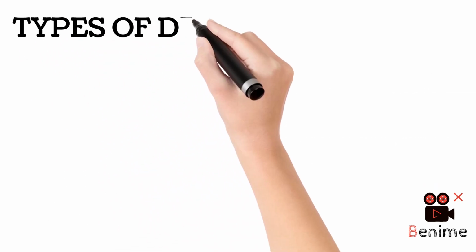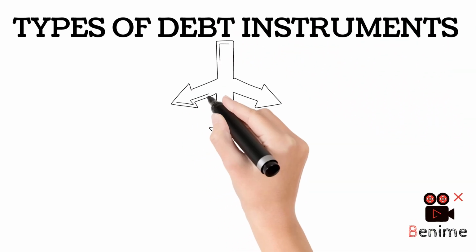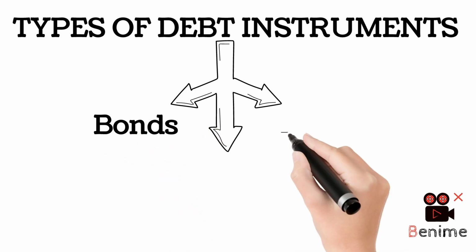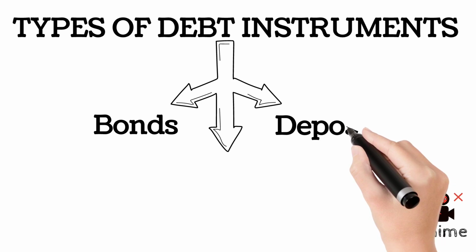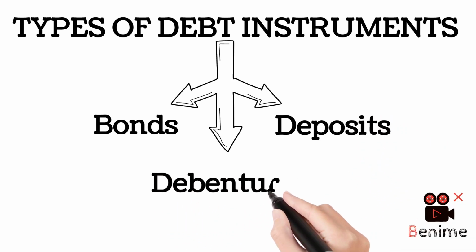Now, the next question is, how do we invest in the debt capital of a company? There can be three ways to this. First is bonds of specific values. Second is deposits taken by companies just like banks take FDs. And third is debentures. In today's episode, we are going to discuss debentures.